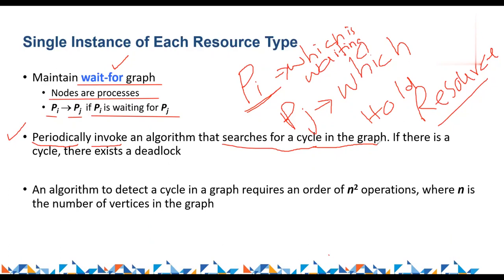And you know the circular wait will be there because of what? Because of this waiting and holding process. Okay, so if there is a cycle, there exists a deadlock. The wait for graph will report that a deadlock is there.